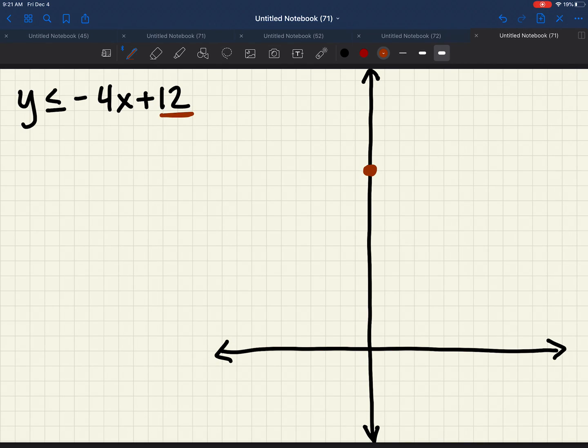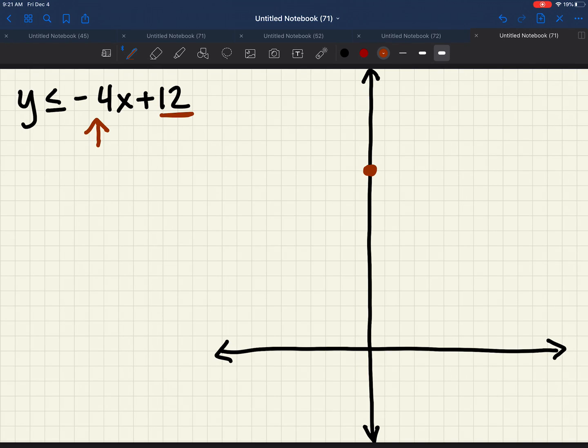Right, so we always start with that y-intercept. It sits at the end if it's in slope-intercept form, okay? Then you're going to use your slope, rise over run. What is my slope? Oh, it's negative 4 over 1. Okay, so rise over run.